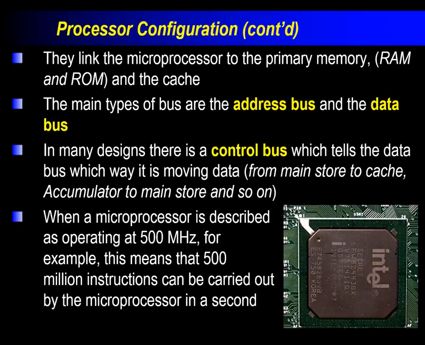So they link the microprocessor to memory. They link pieces within the microprocessor. There's buses of different names to do this stuff and move the data around. So there's a control bus which shows the data which way it's moving, which to store. The accumulator stores data.